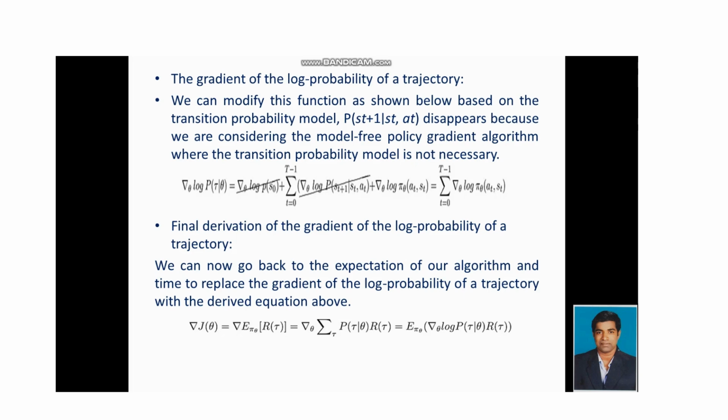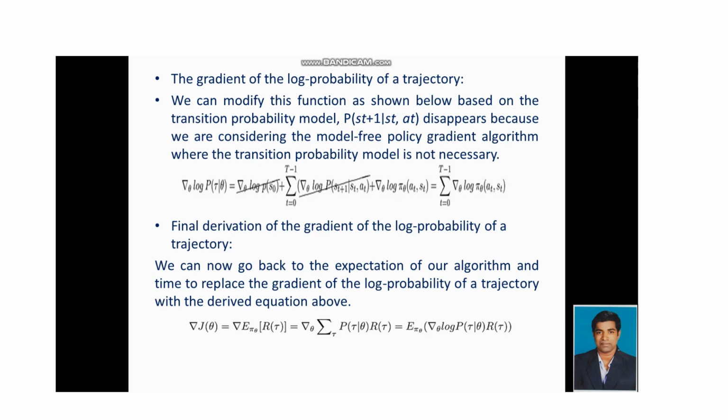We can modify this function based on the transition probability model. The probability of s(t+1) given s_t, a_t disappears because we are considering the model-free gradient algorithm, where the transition probability model is not necessary. So the gradient θ of log probability of τ given θ removes the initial state and the transition state values because this is a model-free gradient algorithm.